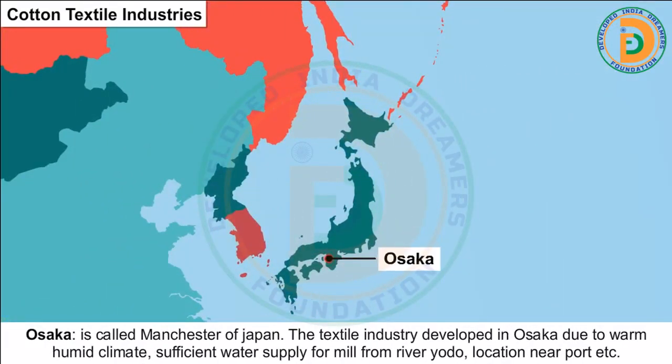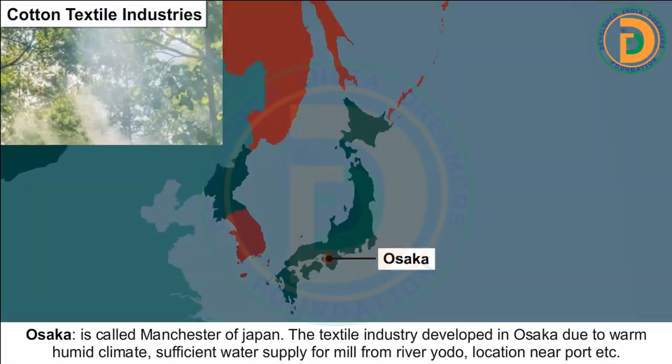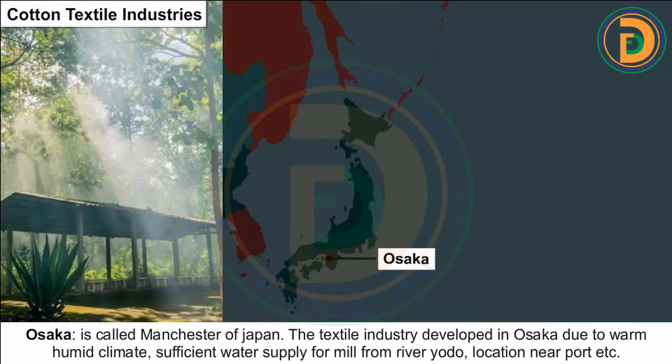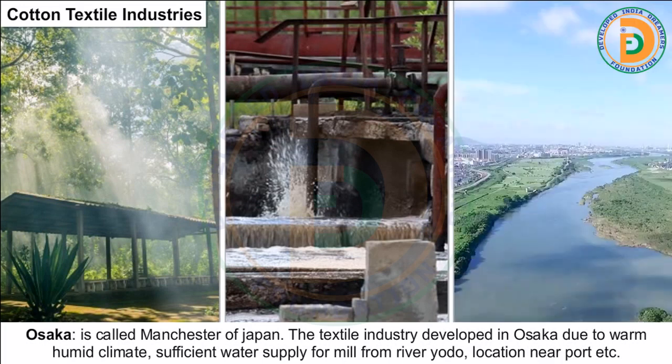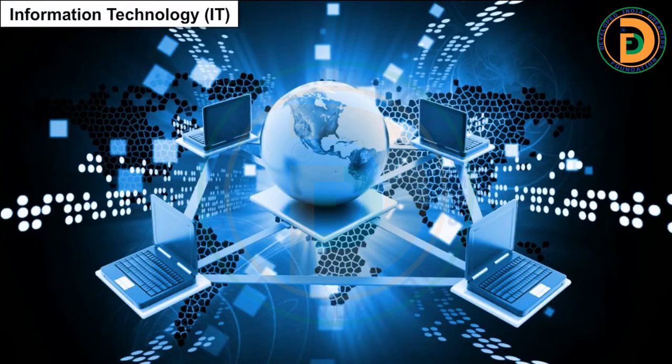Osaka is called Manchester of Japan. The textile industry developed in Osaka due to warm humid climate, sufficient water supply for mills from river Yodo, location near port, etc. Information technology or IT.